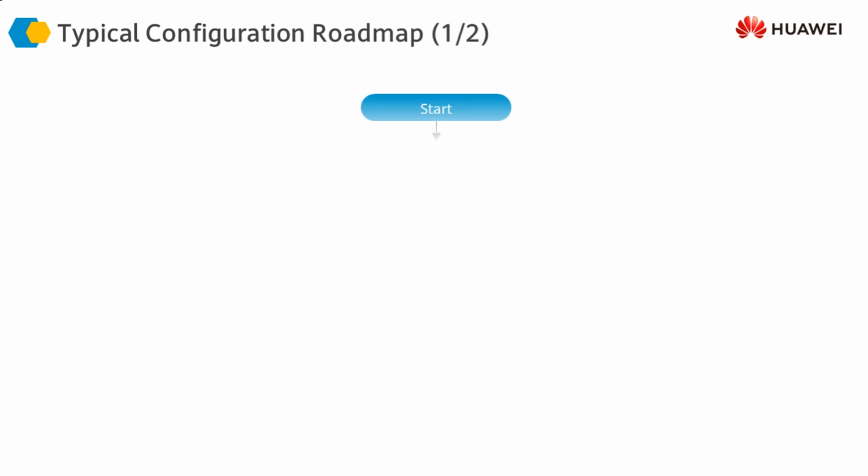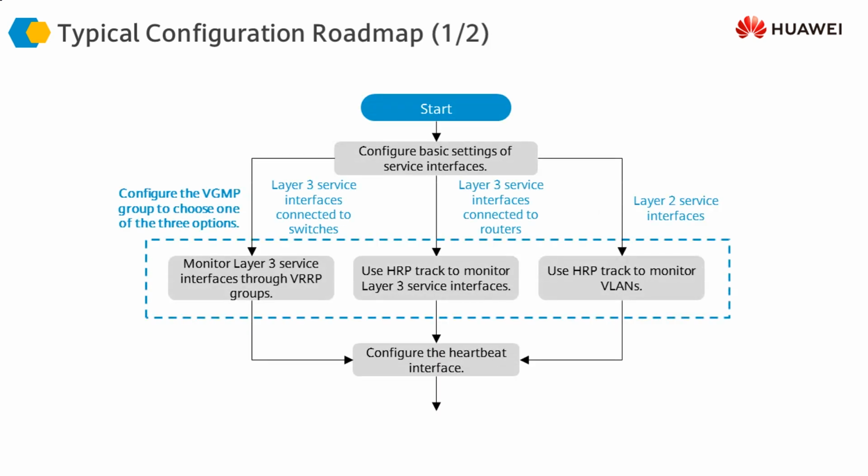If you look at the configuration roadmap using the hot standby feature, or using VRRP, VGMP and HRP protocols, there are different scenarios to choose from if you want to configure the VGMP group. So we have a few options available.